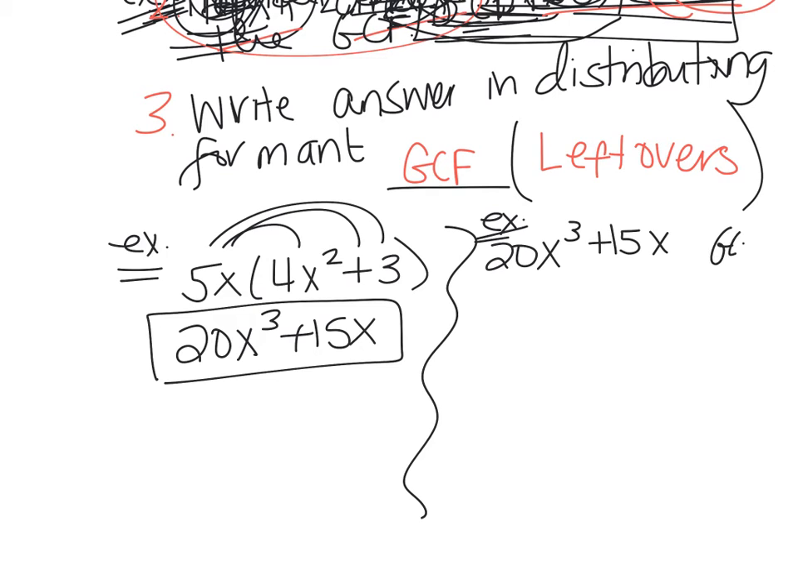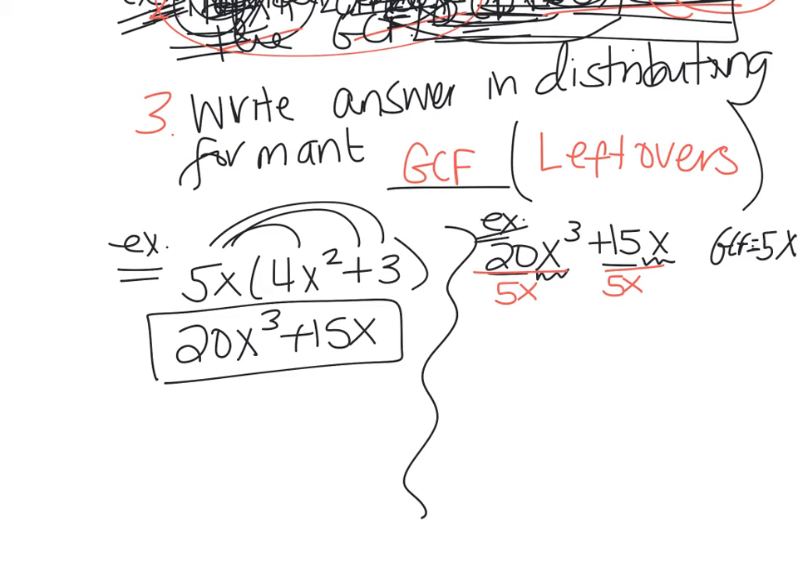So this is what it's going to look like over here. Step 1, I'm going to find my GCF. So 20 and 15. You start with the smallest number, 15. 15 can't go into 20. The next smallest factor of 15 is 5. 5 can go into 20, so okay, 5. And the smallest exponent wins: x cubed and x. So I found my GCF, that's step 1. Step 2, I'm going to divide every term by my GCF.